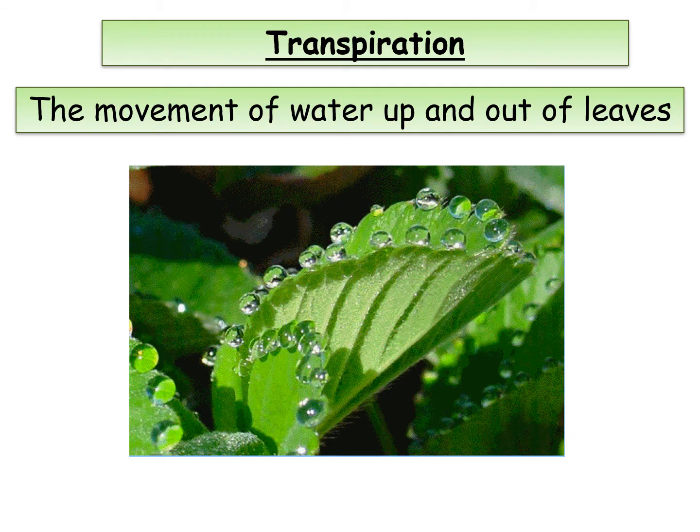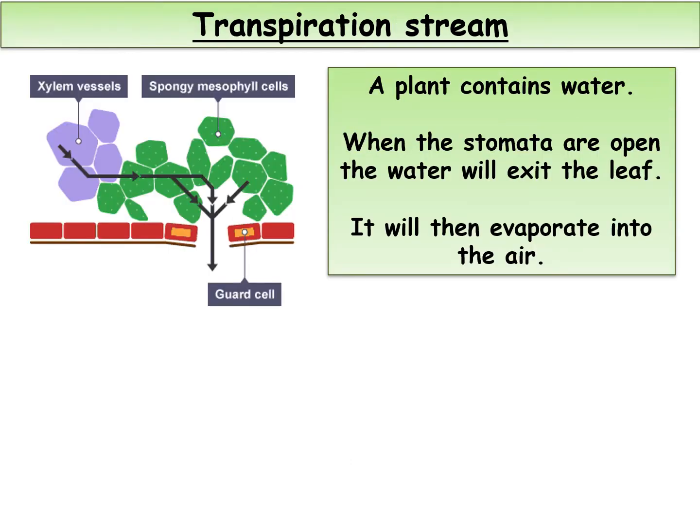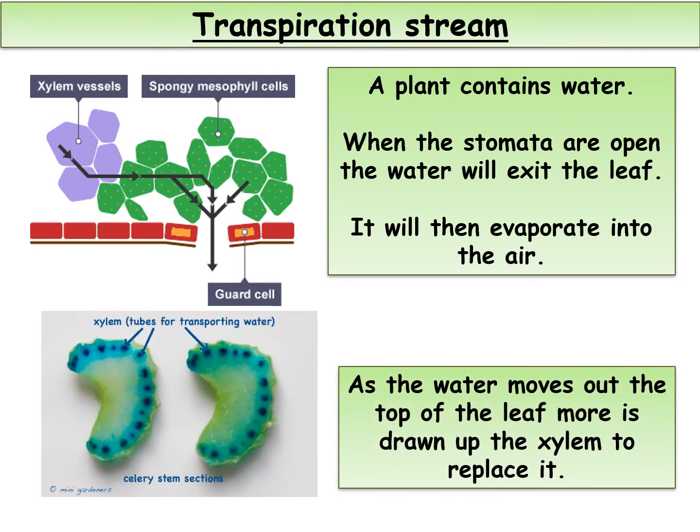Now, transpiration, on the other hand, is different to translocation because it doesn't involve sugars. It's just to do with water, and it's the movement of water up and out of the leaves. So essentially, it's describing how water exits the plant. The transpiration stream not only involves water leaving the plant, it also describes how water is then replaced in the plant as well, or how it comes back.